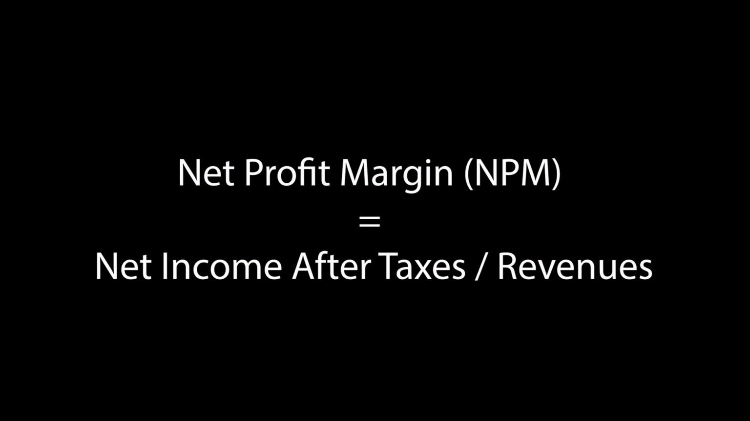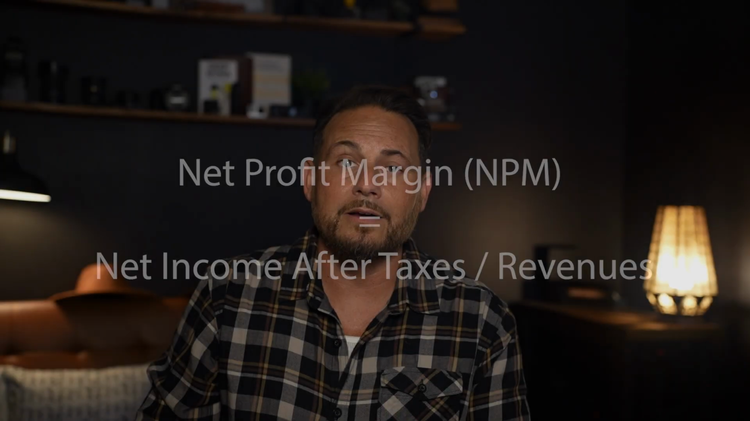First up, we have profitability ratios. These ratios assess a company's ability to generate profit relative to its revenue, expenses, or equity. 2 profitability ratios are net profit margin and return on equity. Net profit margin, or NPM, is net income after taxes divided by revenues. Now, this tells you how much every dollar earned turns into profit. Therefore, the higher the margin, the greater the efficiency of the company.